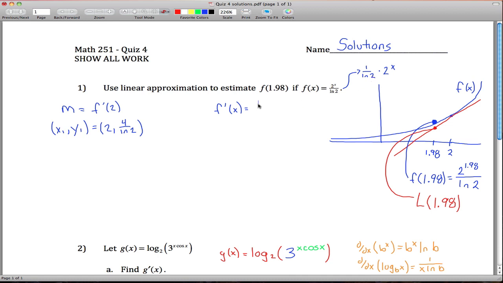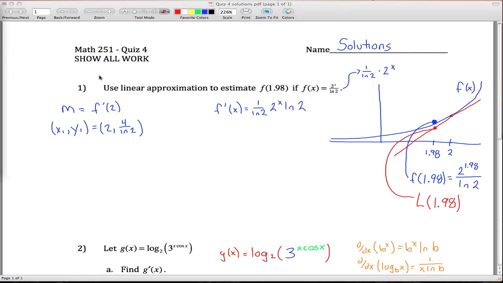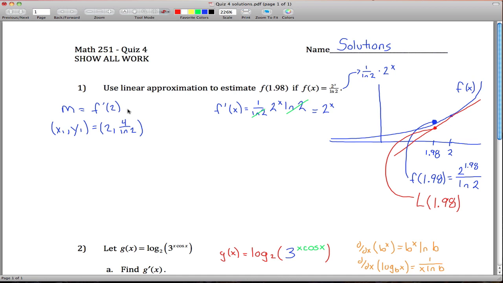You leave the constant alone, and then you take the derivative of this 2 to the x. Derivative of 2 to the x is 2 to the x times natural log of 2. And what's nice about that derivative is this natural log right here and this natural log right here cancel out. And so that gives us f prime of x is just equal to 2 to the x. And therefore f prime of 2 is 2 to the 2, or 4.